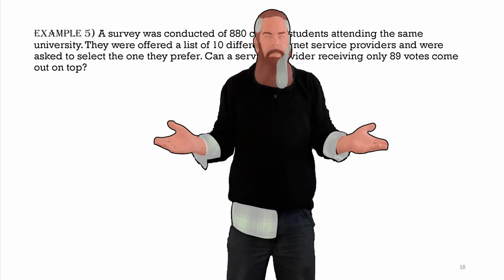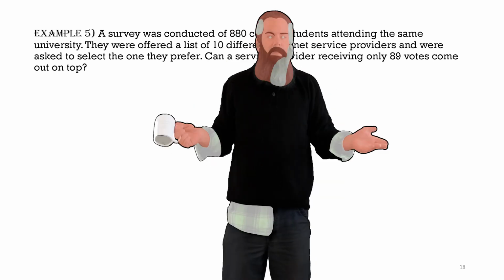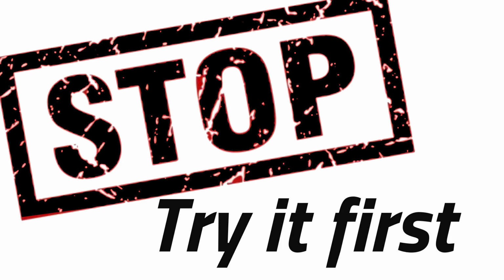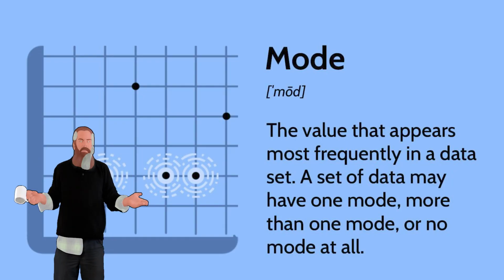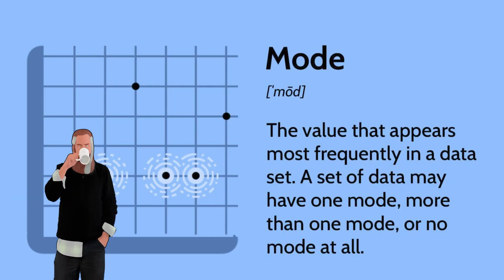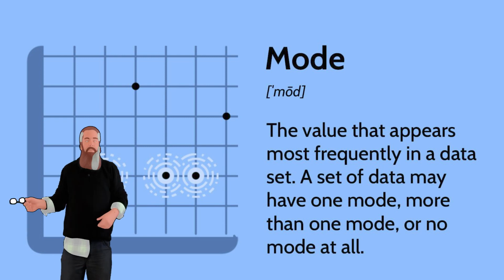A survey was conducted of 880 college students attending the same university. They were offered a list of 10 different internet service providers and asked to select the one they prefer. Can a service provider receive only 89 votes come out on top? This can be answered by determining the mode. The mode is often used with non-numerical variables, such as a preference survey.